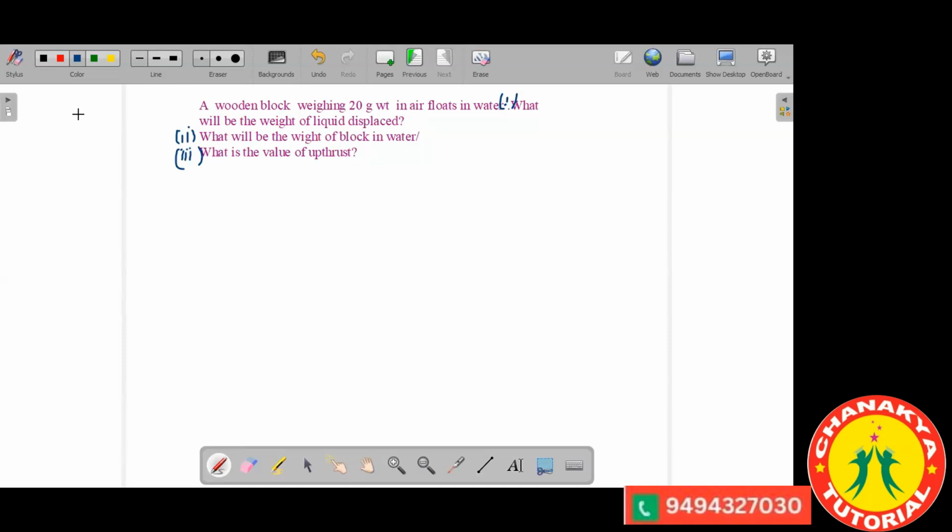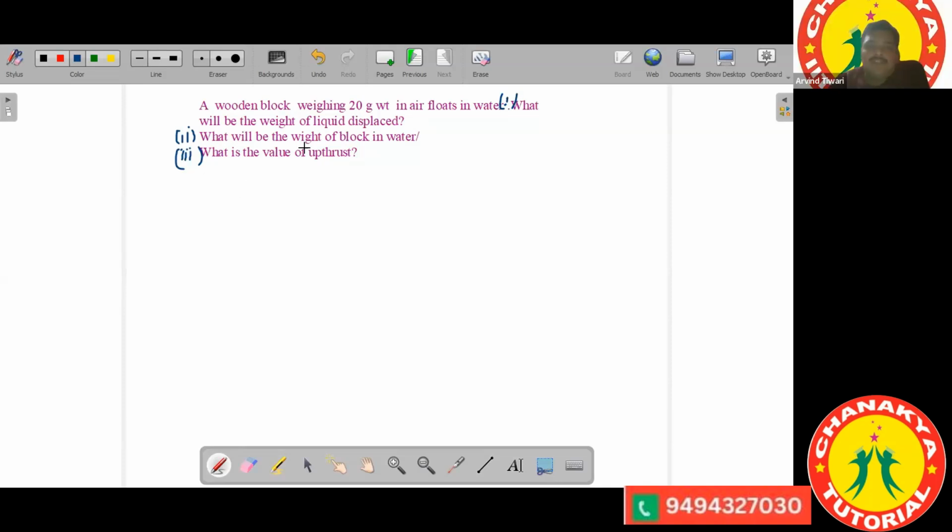0. So what is the value of the upthrust that we can calculate? What will be the weight of the block in water? So that would be equal to 0. We have got the answer to the second one. The weight of the block in water would be 0. Smith, are you getting it? Yes. Okay. Since it is floating completely, its weight will be equal to 0.